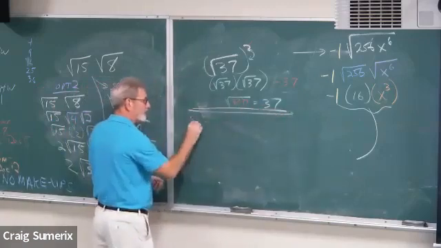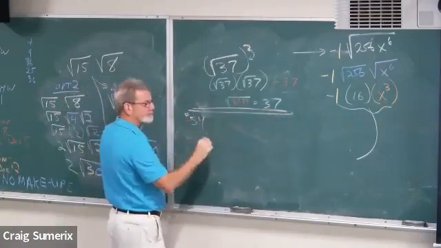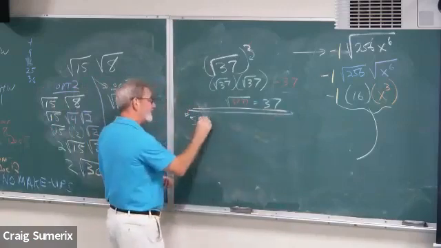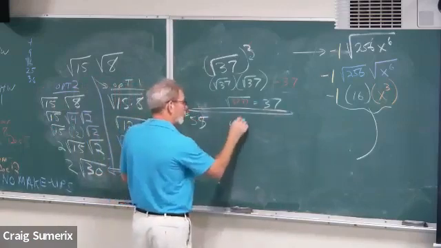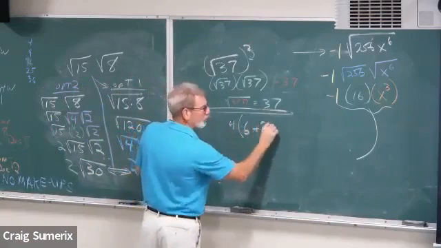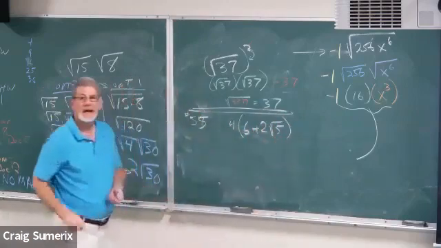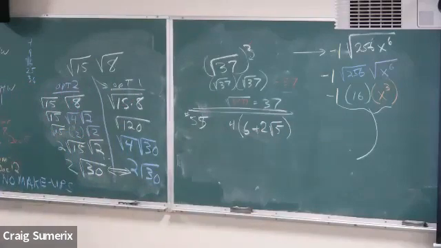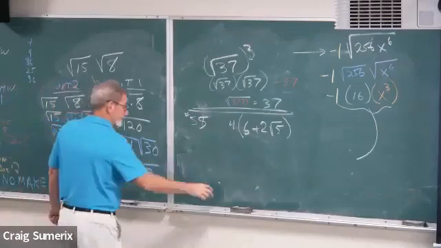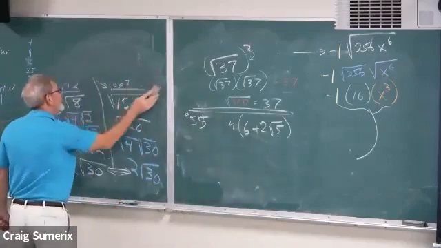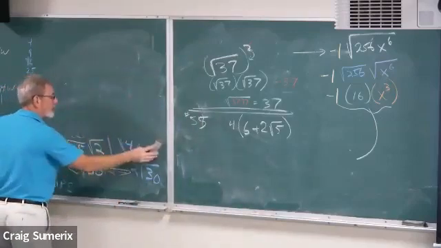What about something like problem 55, not 54: 4 parentheses 6 plus 2 square root of 5. How do you handle this? You already know. Does that look familiar? It looks like the thing from an earlier picture that I do not remember the name of.